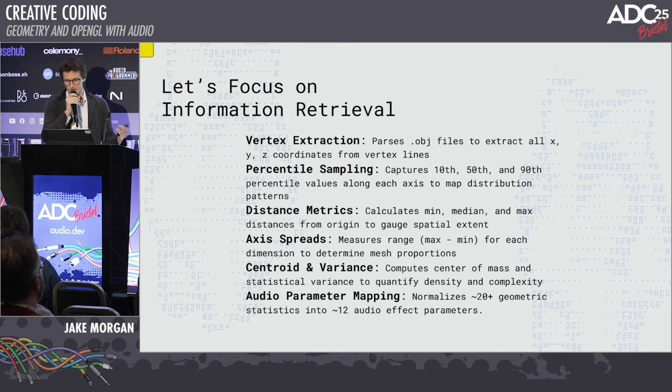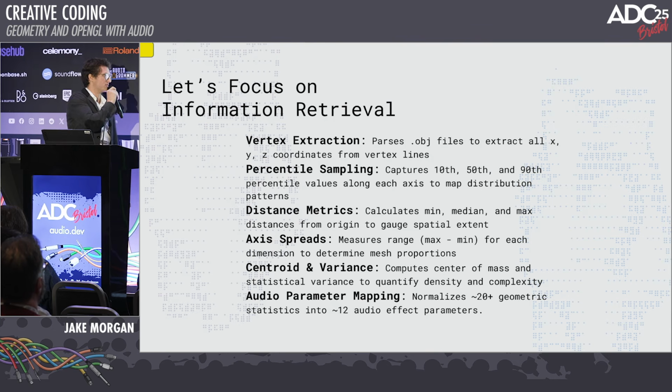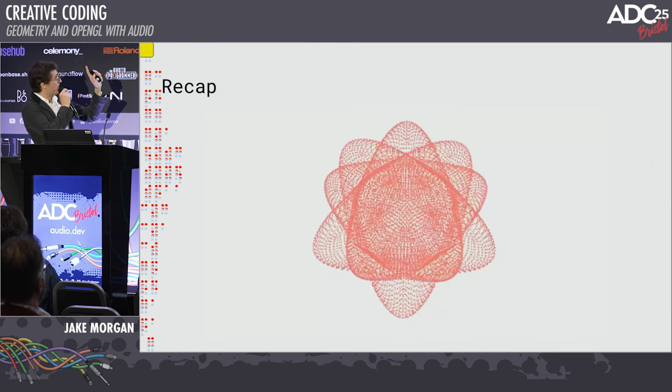We're going to normalize 20-ish geometric statistics into 12 audio effect parameters. Now, it's really important to emphasize these two numbers are completely arbitrary. You could have a plethora more of the geometric statistics, and you could also just have maybe one effect and have that modulate some very specific variables within your DSP, or the opposite, have one statistic and make it affect 100 different parameters.